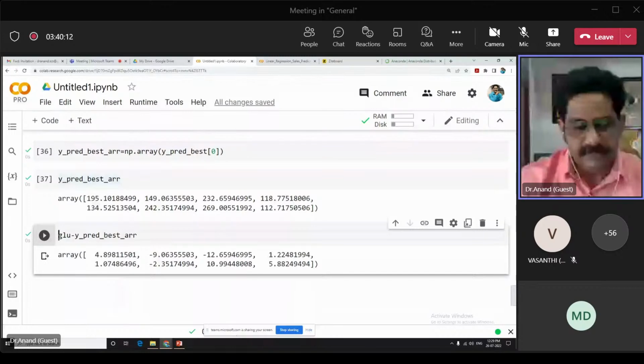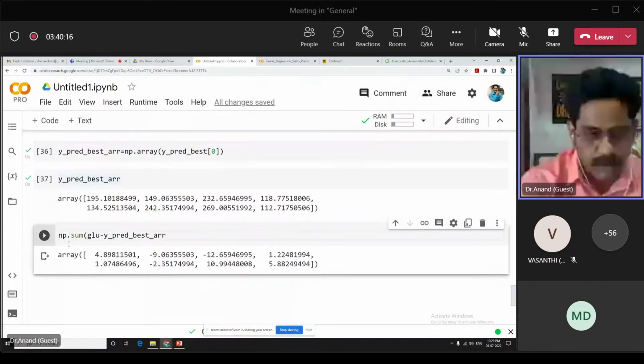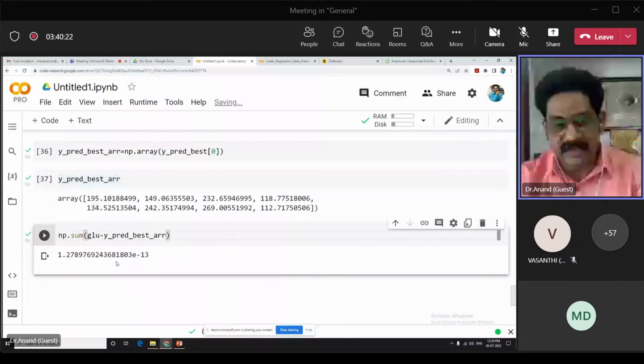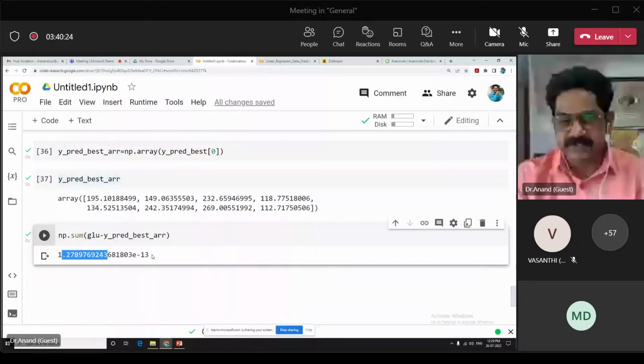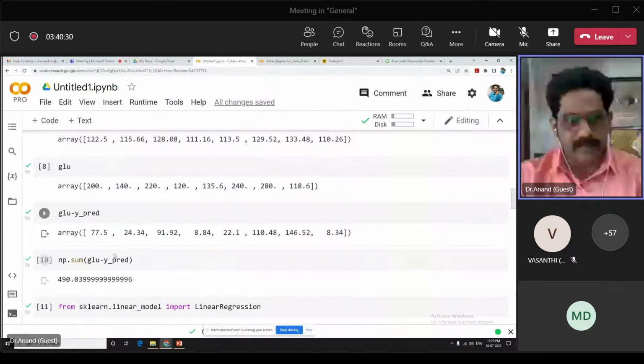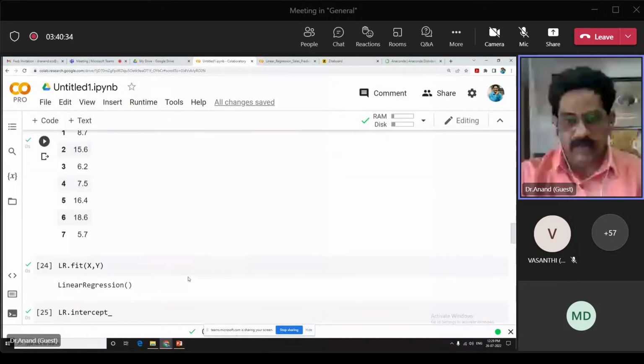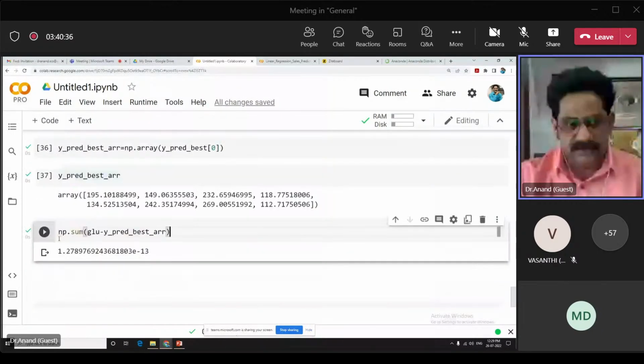This is the residues. Okay, np dot sum of the residues. Hope you remember earlier we got a huge positive value. Can you see 1.27 into 10 to the power minus 13? This is almost zero. Earlier, the sum of the residues we got for the randomly selected slope and intercept was huge. So this is a condition for the best fit line: your sum of the residues is almost zero.